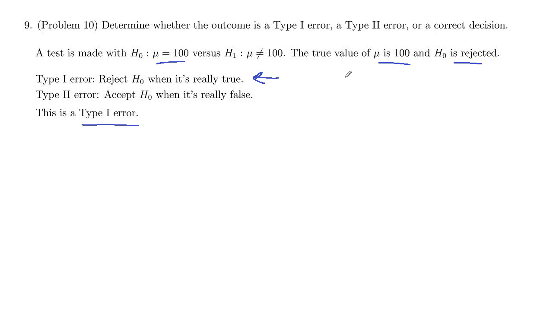Now, if it said that the true value is not 100 and the null was not rejected, so that's saying the alternative is true, but we kept the null hypothesis, that would be a type 2 error.